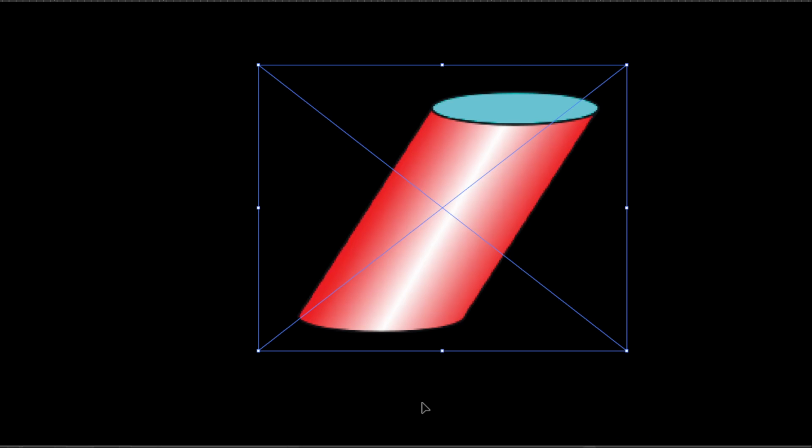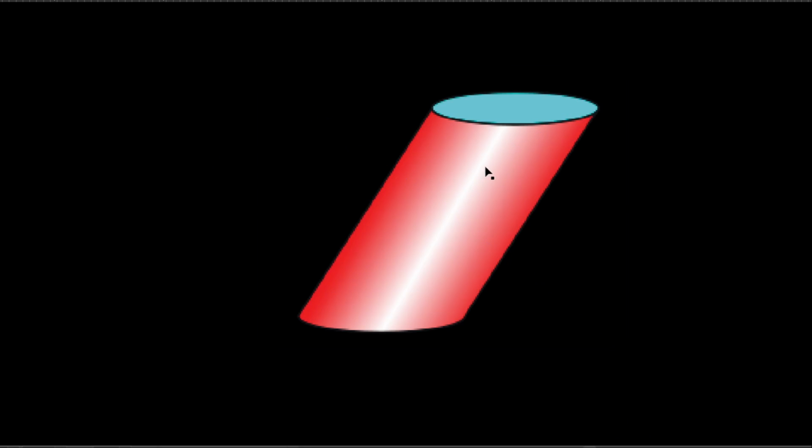See this one? This is kind of slanted. It's still a cylinder, but it's not a right cylinder. If I would take the middle of the top of this and draw a line perpendicular straight down, it wouldn't even touch the cylinder at all, would it? Okay?